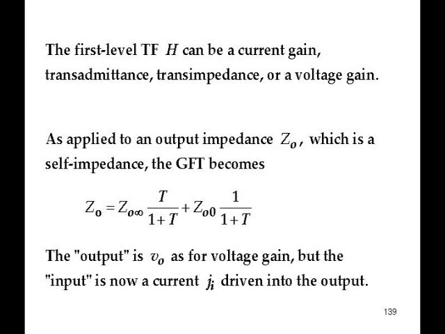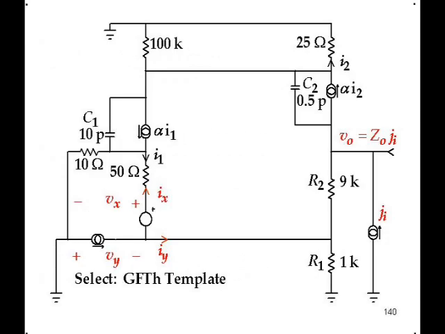So, here's the circuit again, and you stuff a current JI into the output. And you look at the voltage VO which is developed, and the ratio is ZO. That's the quantity you're looking for. So you select the appropriate template. This is called GFTH. Use the same injection point, because you want to keep the same loop gain.